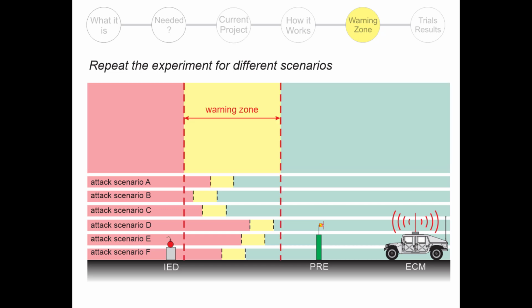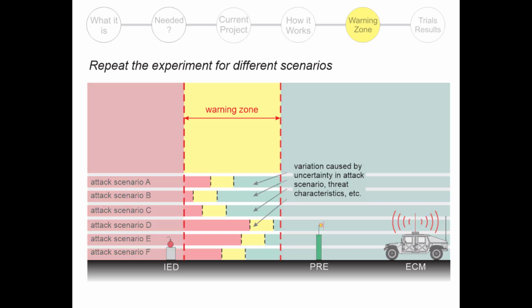So the spread of these transitions is the warning zone. And from this, they're all caused by differences. Again, to hit it one more time, this spread is caused by uncertainties in the attack scenario and the threat characteristics and so on.